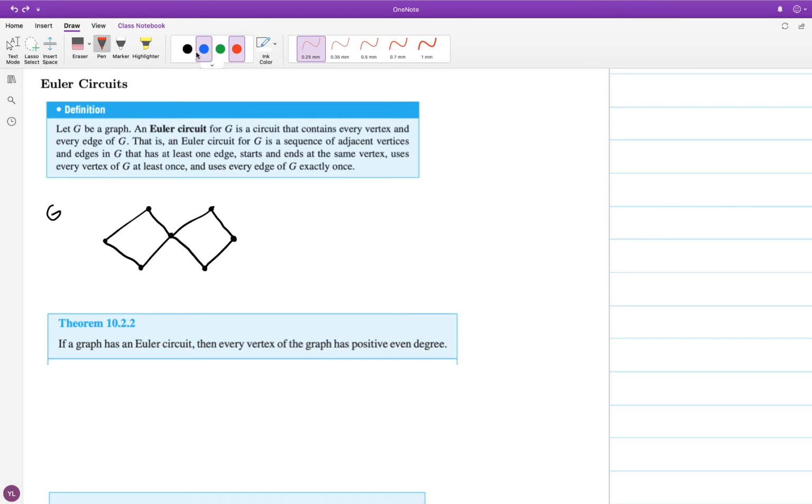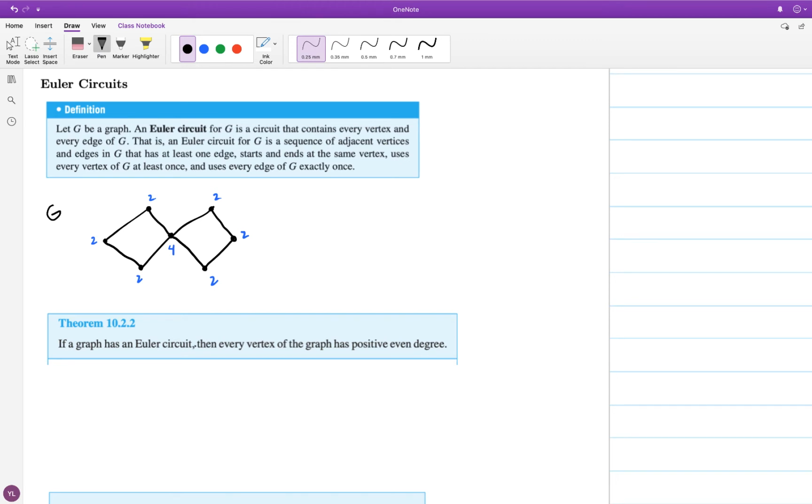Let me notice something about the degrees of the vertices. The degrees of most of the vertices are 2, and the middle one is 4. Those are all even numbers, right? And if you think about it, this is what theorem 10.2.2 says: if a graph has an Euler circuit, then every single vertex must have even degree. Why is this the case?